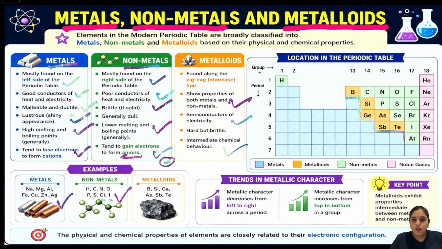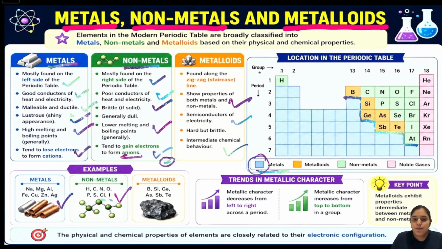Now let's discuss the location in the periodic table. If we observe the periodic table carefully, metals occupy the left and the center. Blue is the color of metal, so the blue color occupies the left side and the center of the periodic table. Non-metals are located on the right side. Metalloids lie along the staircase line separating metals from non-metals.